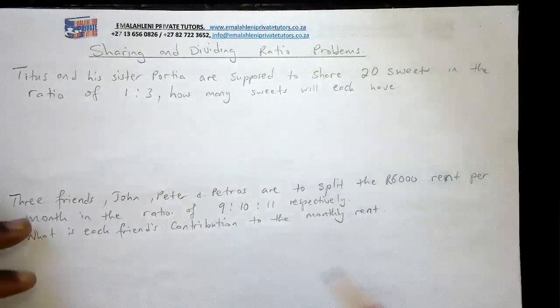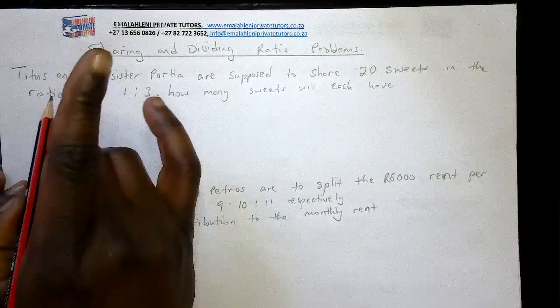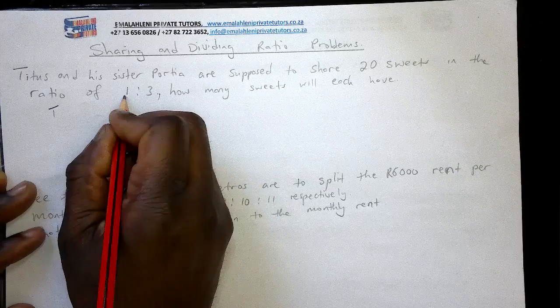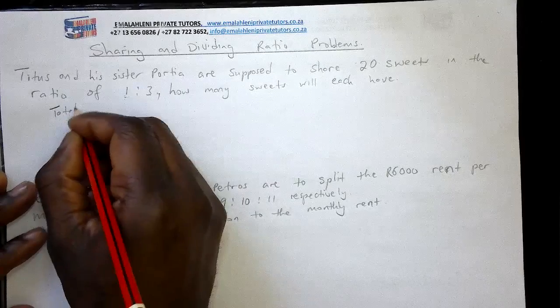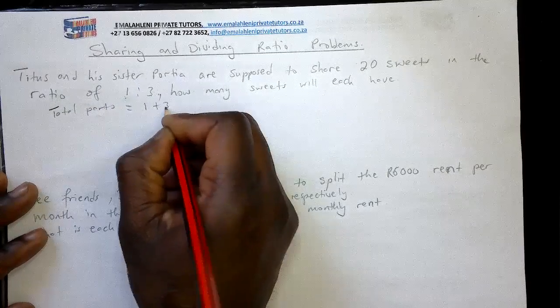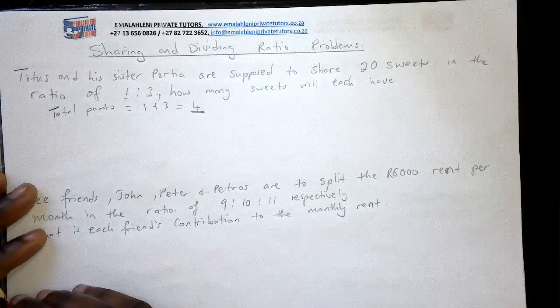Now, we are told here that it is the ratio that is 1:3. But what we need to understand here is that you need to calculate total parts, because these are what we call parts. So it's 1 part is to 3 parts. So we say total parts is going to be equal to 1 plus 3 equal to 4. So our answer there is 4, the total parts. Now, we haven't done yet.